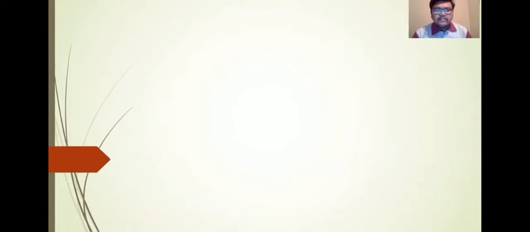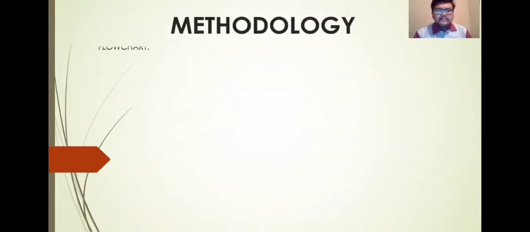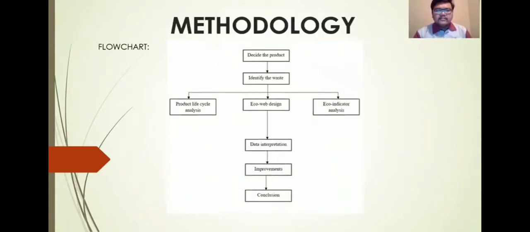So I will continue with the methodology here. This is the flowchart. First, we decide which product we are using, and then we break it up and decide what components are used in this product. Then we identify the waste of the product.